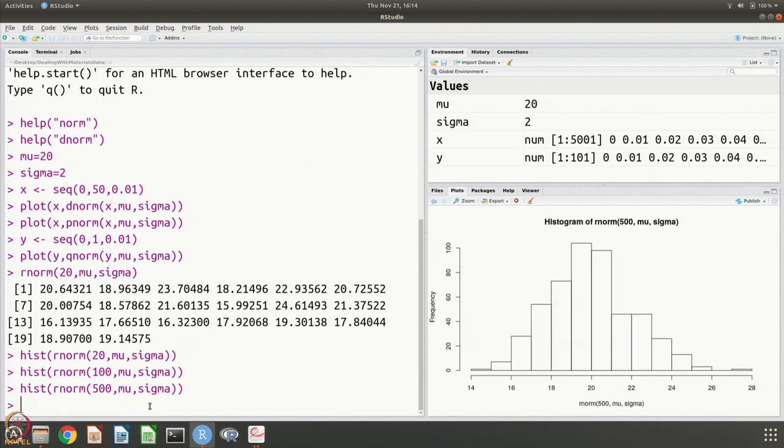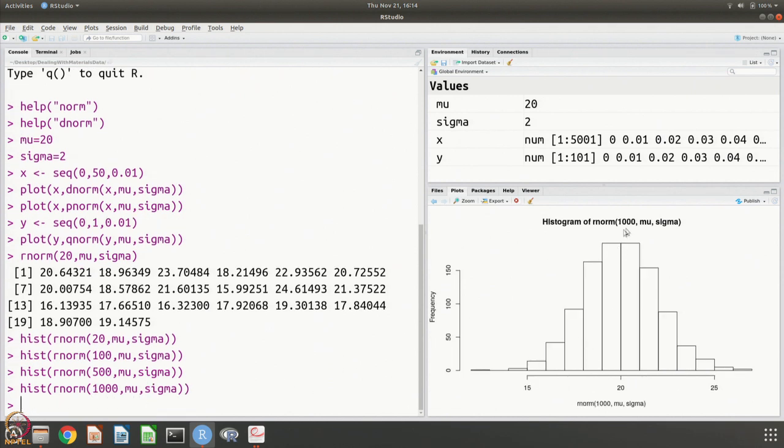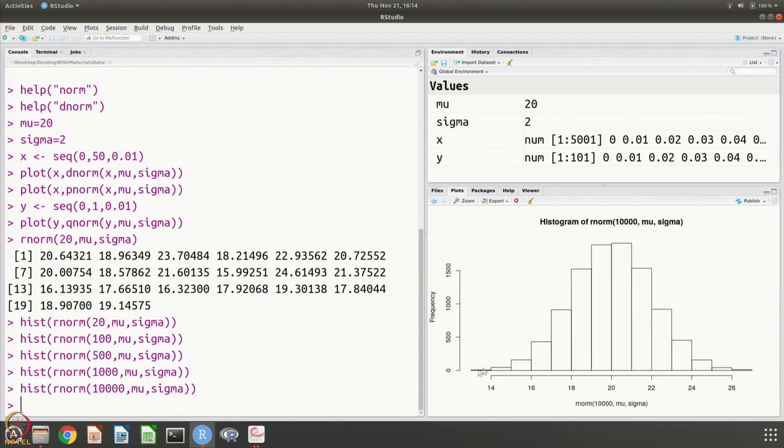Right. So, let us say that we want to make some 1000. You can see now that it is a very symmetric curve about 20 and a standard deviation of 2, right. So, things are between 18 to 22 and 16 to 24, most of the measurements would fall. So, you can make the normal plots more and more nice looking by generating more and more random numbers. So, this is one aspect.